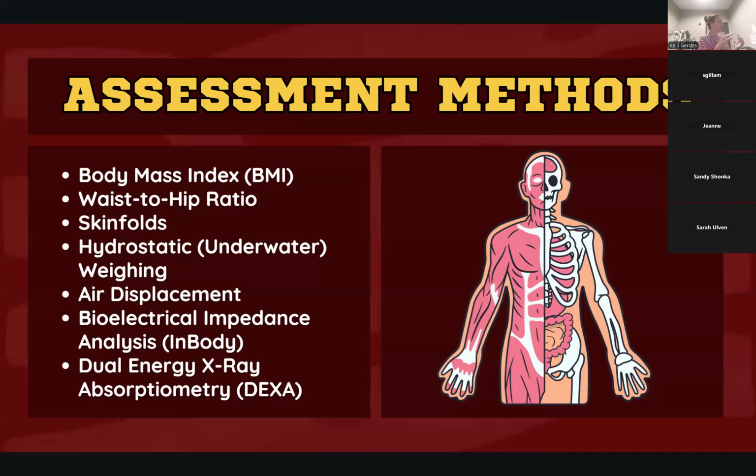Waist to hip ratios, skin folds, and underwater weighing can also be helpful. They require a little bit more equipment and precision from the person doing the testing. So while they can be used, they're sometimes just not preferred by the patient or the facilitator. Air displacement is similar to underwater weighing, but that can be difficult because it takes a lot of coaching to teach the individual what they need to do to get rid of all the air in their body.